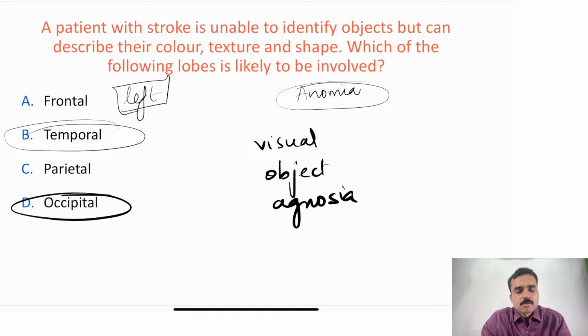This is a question from recall, but more important is the pattern, what they are trying to ask. They are trying to ask about cortical functions, and therefore you should be well versed with the different cortical deficits that can be expected.